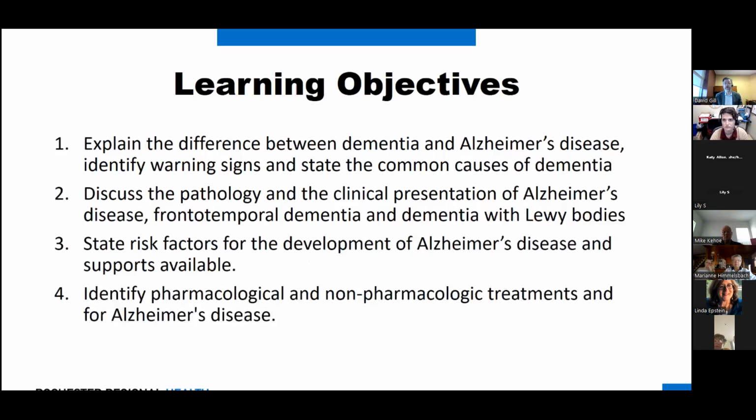The things I would like us to achieve with our talk today is to understand what the difference is between dementia and Alzheimer's disease. What are the common causes of dementia? What are the underlying pathologies, the underlying causes of the different types of dementia, in particular, Alzheimer's disease, frontotemporal dementia, and dementia with Lewy bodies? And what are the risk factors for Alzheimer's disease in particular? And what are the treatments in particular for Alzheimer's disease?